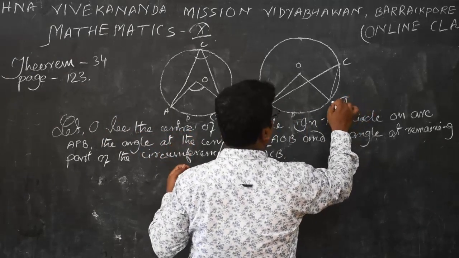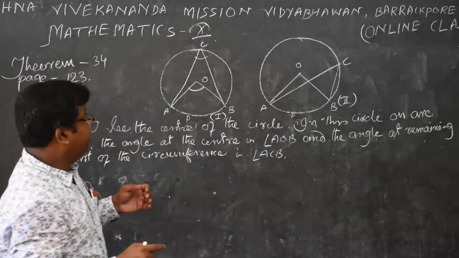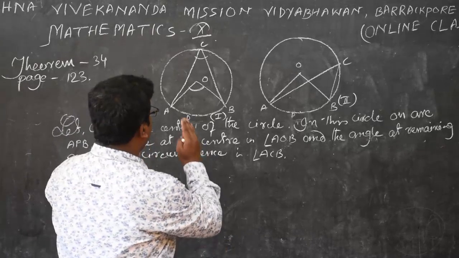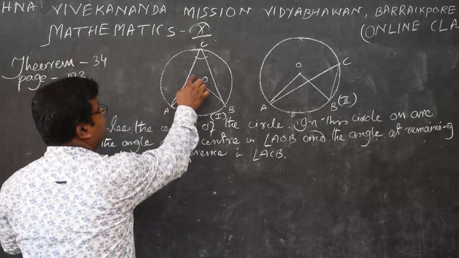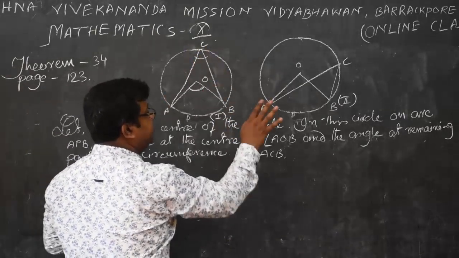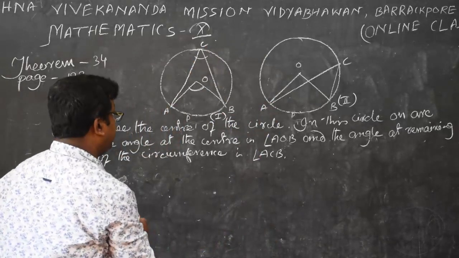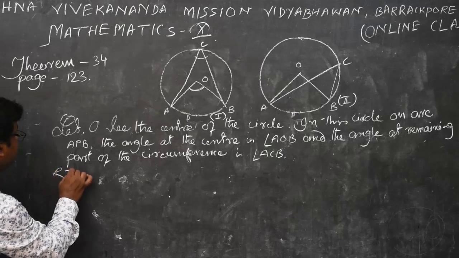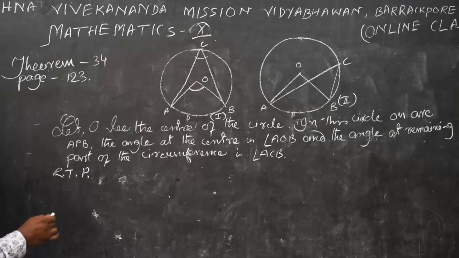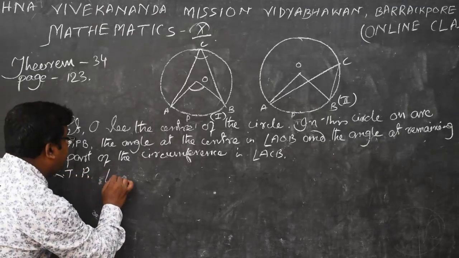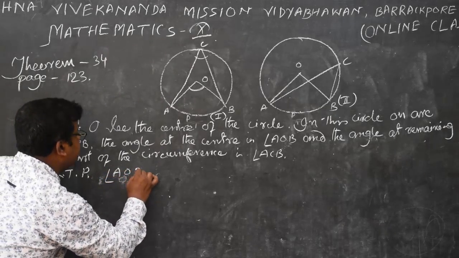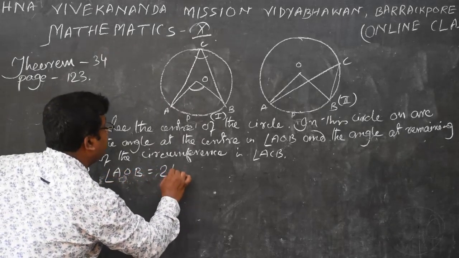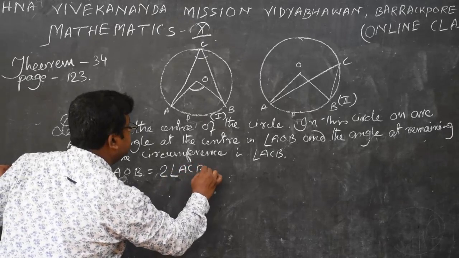It is figure number 2. Okay. You know, in both the figures, angle AOB is the center angle and angle ACB is the circumangle. Okay. Required to prove. Now you have to write the required to prove. Required to prove is angle AOB equal to 2 of angle ACB.